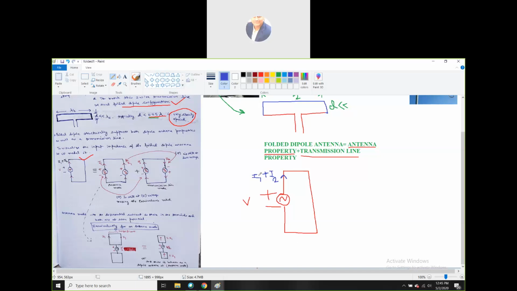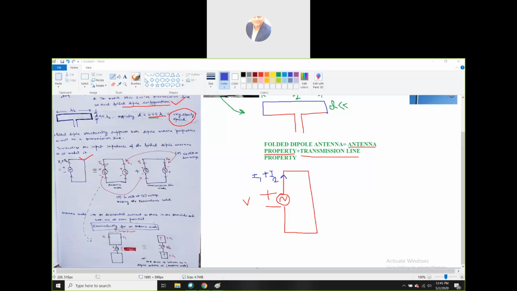Why? Any question? It is given by this expression. If you make it equivalent, you see this loop is actually closed, so nothing is here. Just divide it with two sources, plus minus V, divided into plus minus V by 2 and plus minus V by 2. That becomes V only.